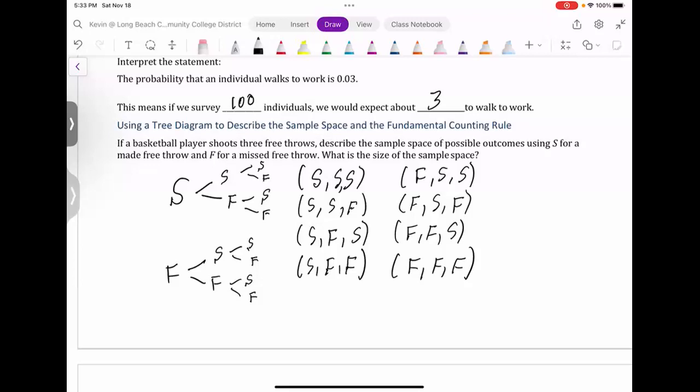Now our sample size here is a total of n equals 8. So this is the entire thing. If any basketball player shoots 3 free throws, these are the only possible outcomes. Not too bad. You have to get a little systematic when you're listing these out like this.